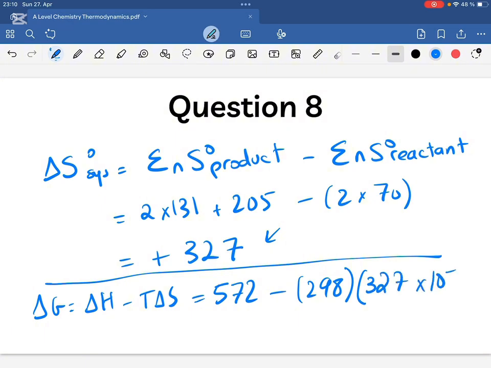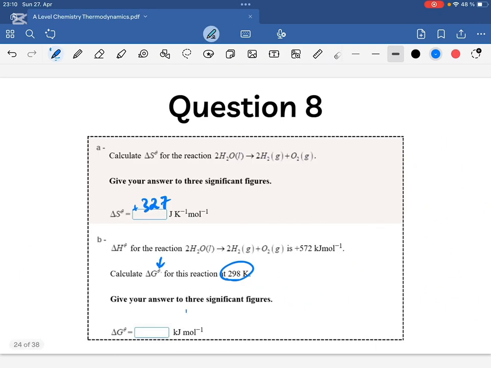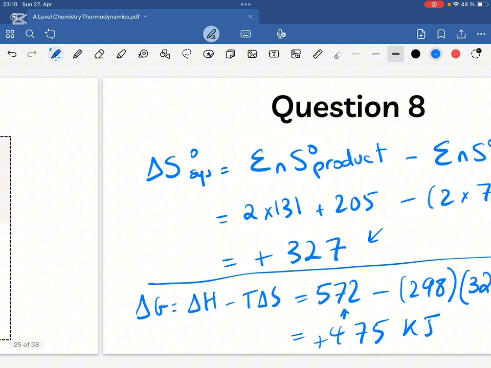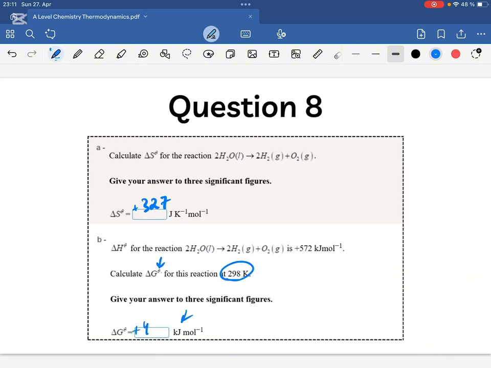However, we need to change it to kilojoules, or we can change this to joules, but because they need the answer in kilojoules, I'm going to change the delta S to kilojoules, and I'm going to find the answer, which is going to be equal to plus 475 kilojoules per mole.